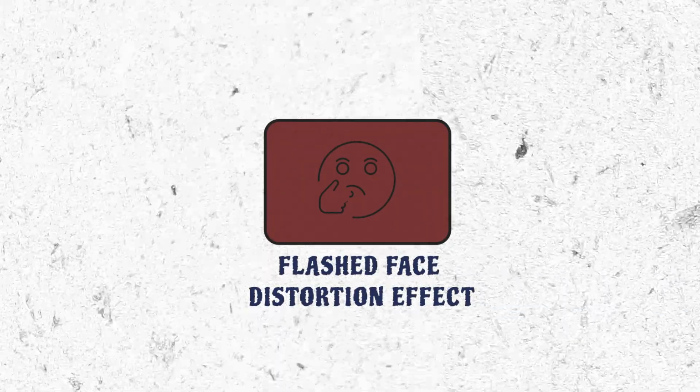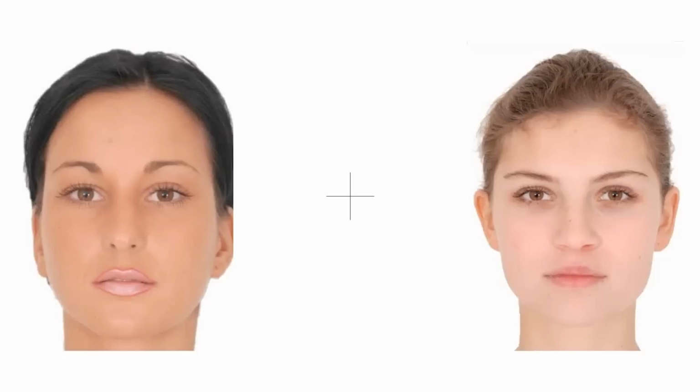Flashed face distortion effect. Stare at the center of this cross. The faces on the sides start to appear deformed and grotesque. This phenomenon was discovered by chance, and there isn't enough research yet to fully understand why it happens.